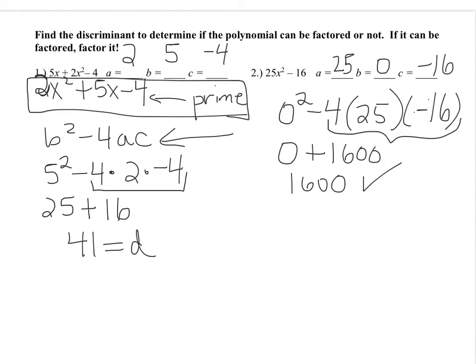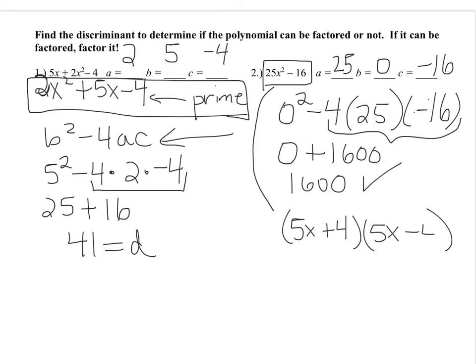So what we would do is we would take this problem right here, and we're going to factor it into binomials. The discriminant tells us nothing about how to factor. It just tells us if we can factor. So if it's a perfect square, you go back to the problem and you say, okay, how do I factor this? Well, the only way to factor it is a difference of squares. So this is going to be 5x plus 4 times 5x minus 4. And there you go.